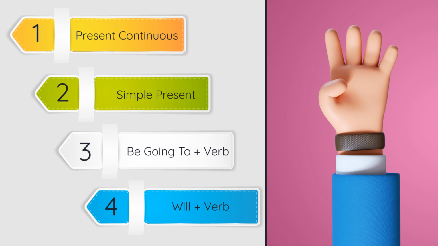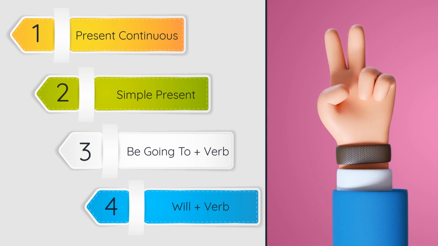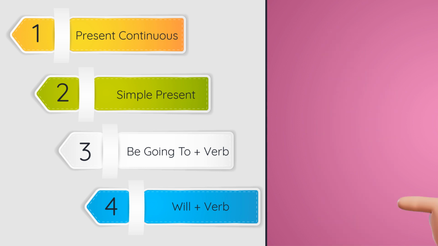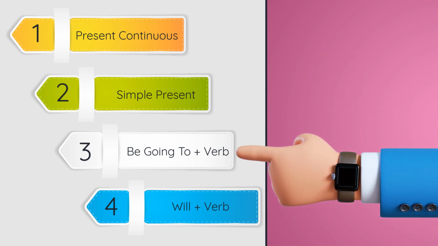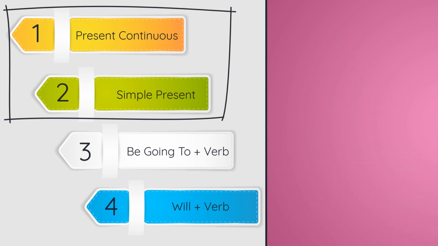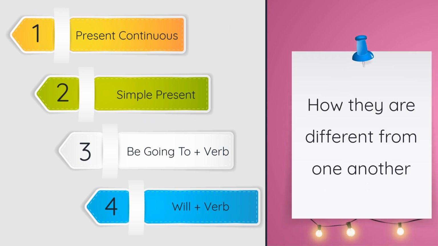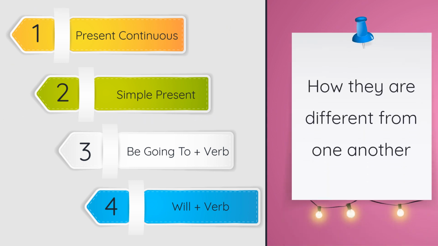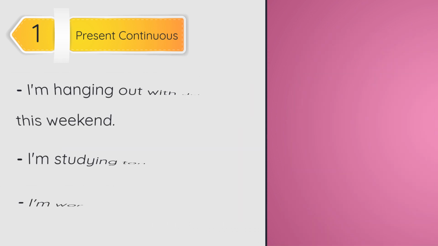Okay, a lot of you know two futures, I think. A lot of you probably know will and going to. I'm going to teach you two more futures today and teach you how they're different from one another. Okay, so let's get started with the present continuous future.